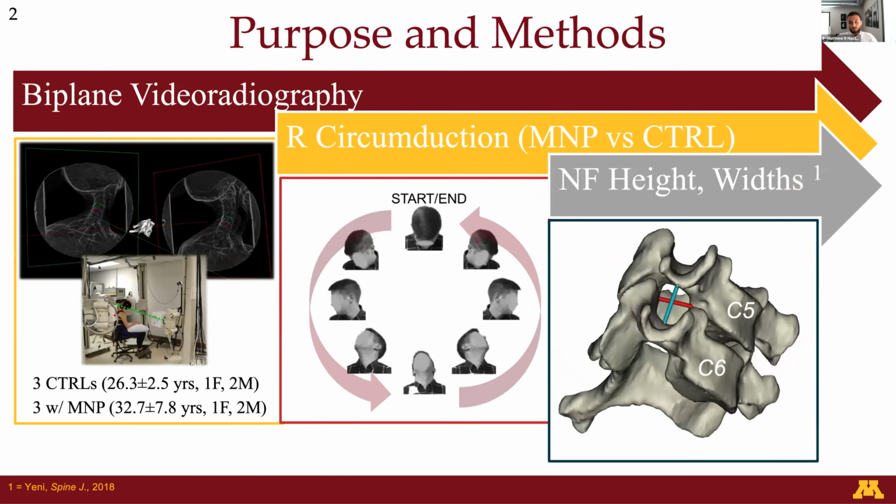The purpose of this study was twofold. First, we wanted to compare the neuroforaminal height changes between those with chronic mechanical neck pain and a healthy cohort. And second, we wanted to compare the in vivo kinematics during a multi-axial circumduction task.